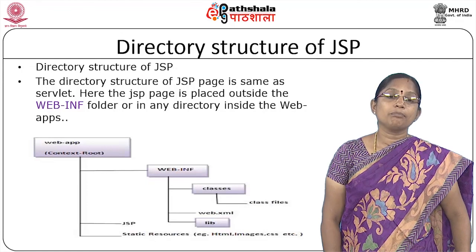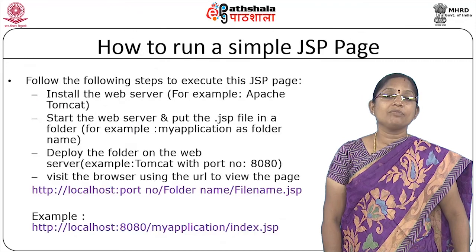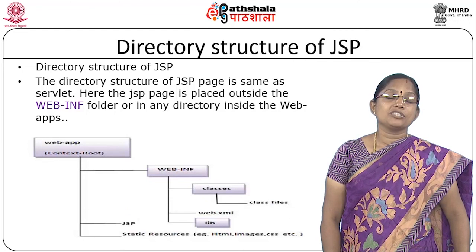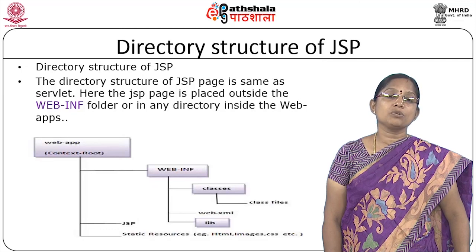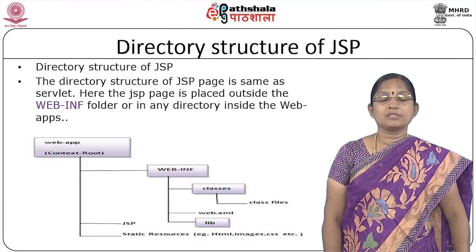Either you can place the JSP page in the webapps directory, or you can create a folder with your own desired name. In the previous example, we assumed it is called My Application. Let us place this My Application folder in the webapps directory. Inside the My Application folder, the JSP file can be placed. Apart from that, static resources such as HTML and images can also be placed in the webapps directory. Okay, so this is the directory structure we are going to use for JSP with respect to Tomcat.